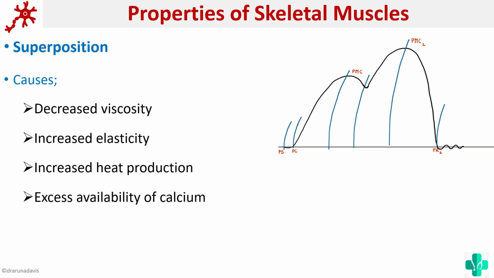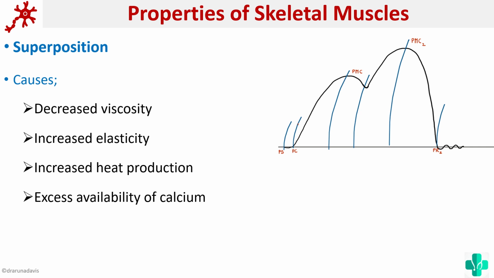Here also the reason for superposition is similar to that we have seen before: decreased viscosity, increased elasticity, increased heat production. And here there is one more point, there is excess availability of the calcium because the muscle is in a relaxation phase, so all the calcium has not returned back to its source. There is a lot of calcium there, so quickly there can be increased calcium for a better contraction, right?